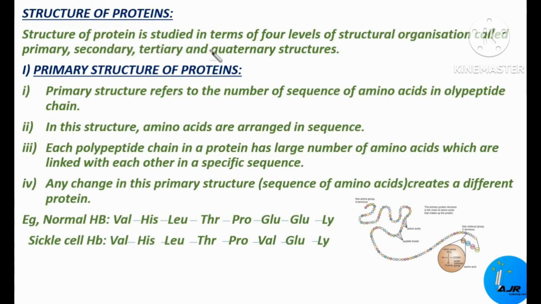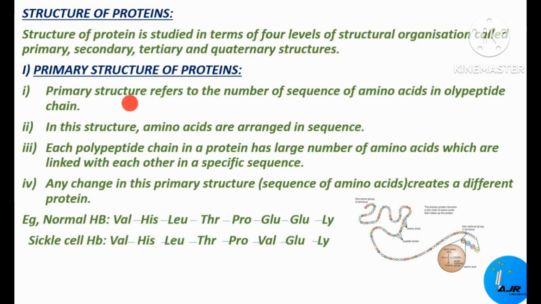The structure of protein is studied in terms of four levels of structural organization called primary, secondary, tertiary and quaternary structures. Each succeeding level of organization is more complicated than the previous one. The tertiary is more complicated than the secondary, and the quaternary structure is more complicated than the tertiary, and each one is a direct consequence of the chemical features of the previous level. Understood? Okay. So now we are going to see the primary structure of protein.